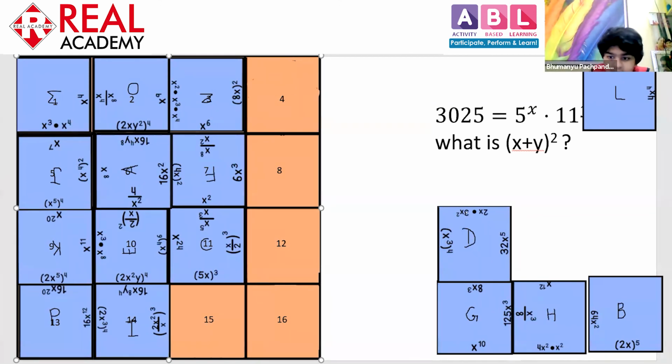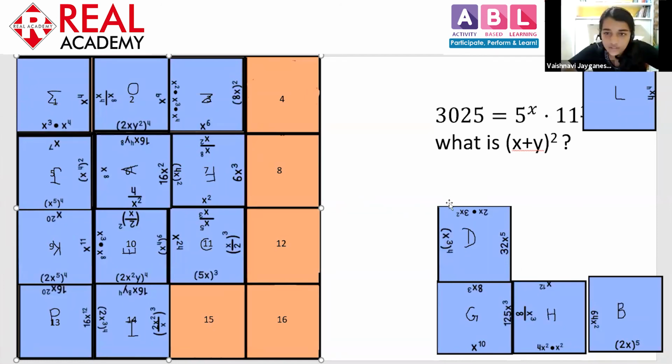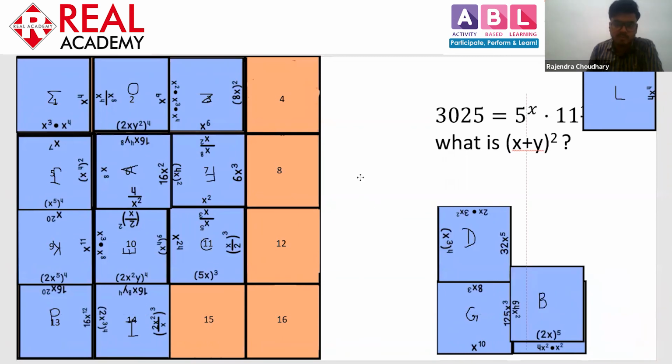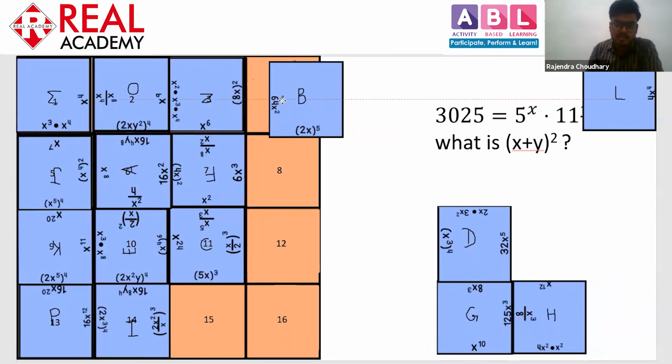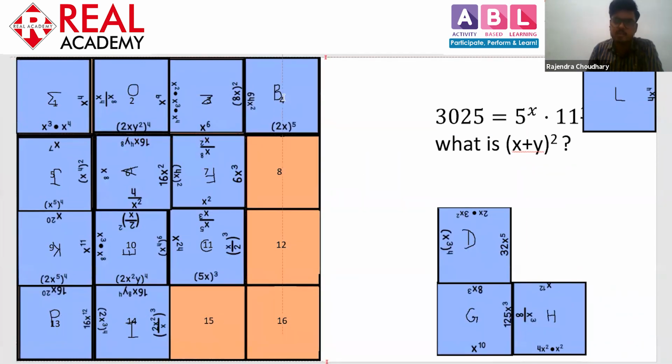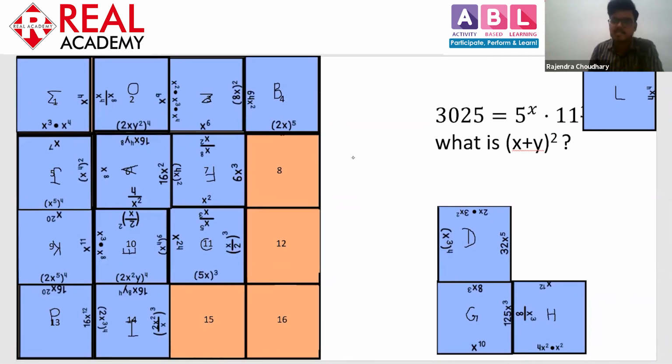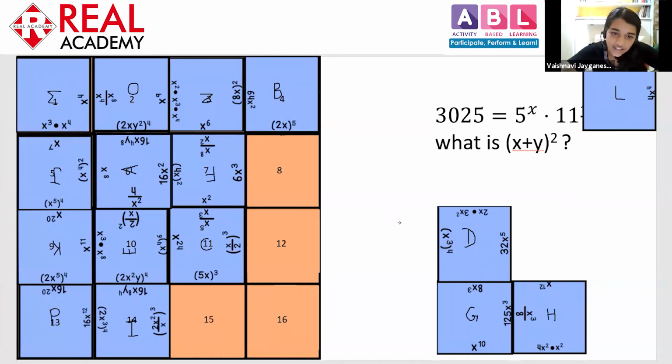Okay, so very few boxes are left. See, we can finish this in the next 2 minutes. Yes, Shubham, you tell me. Sir, B4. B4 will be here. Correct. 64x square is the answer for 8x the whole square. Yes, Vaishnavi. So just a second. I did a calculation mistake.